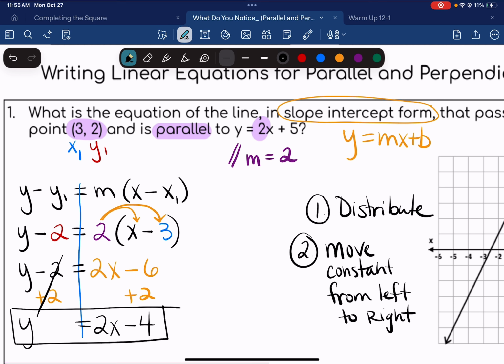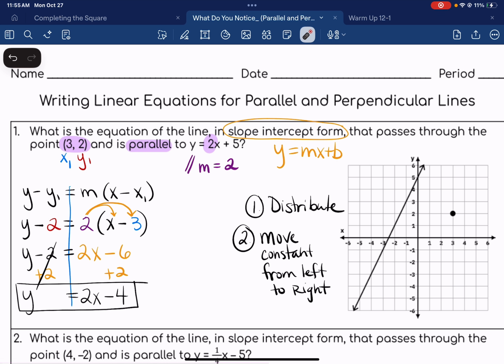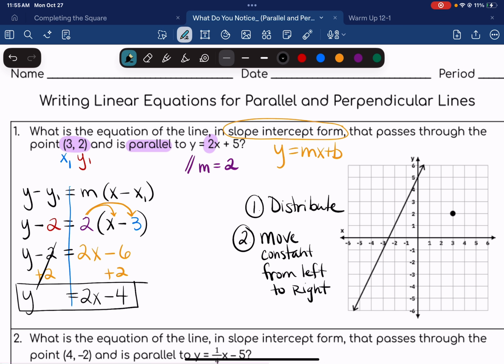Now, I also gave you guys a grid in this problem. So if you are paying attention to the information that you are given, you're given the point (3, 2), and it's been plotted for us, right? Our x value is 3, our y value is 2, and there is our point. Well, I know I want it to be parallel, which means it has to have the same slope, a slope of 2. So if I wanted, I could just go ahead and graph my line using the point and the slope.